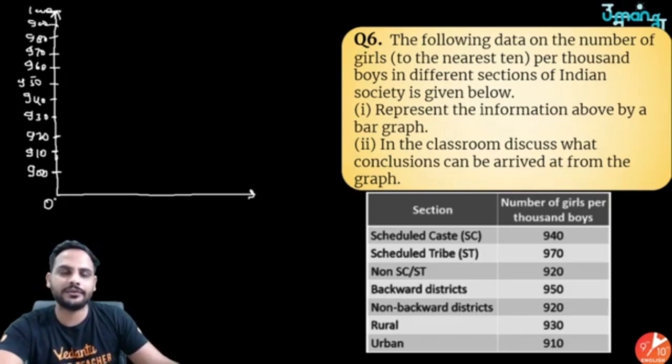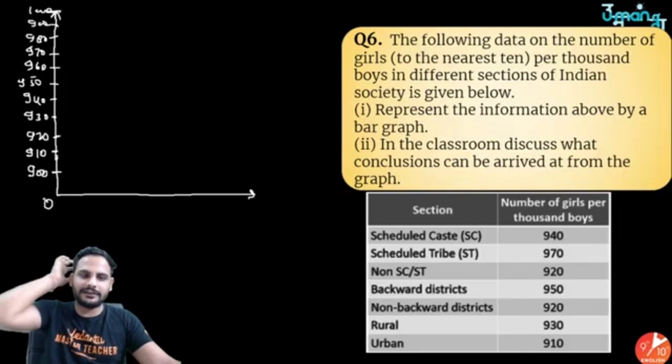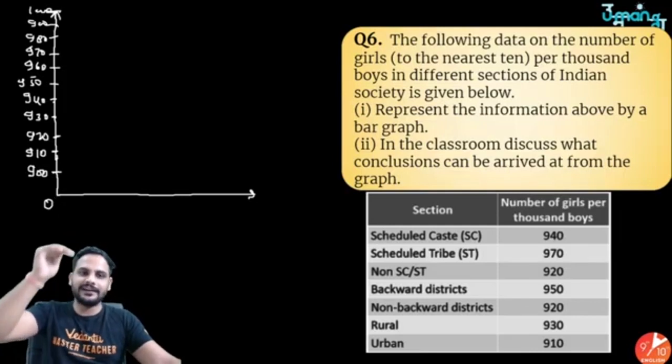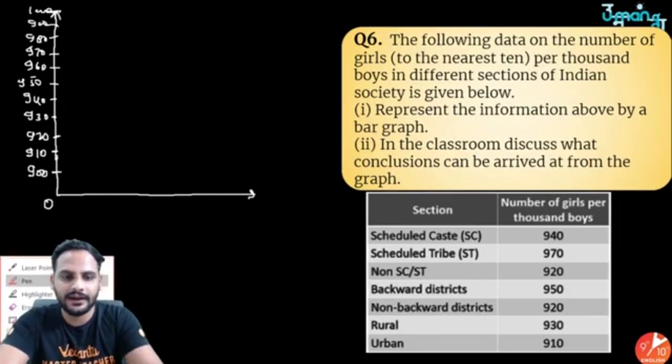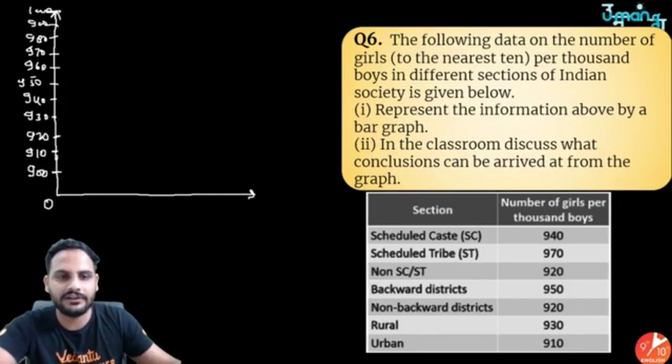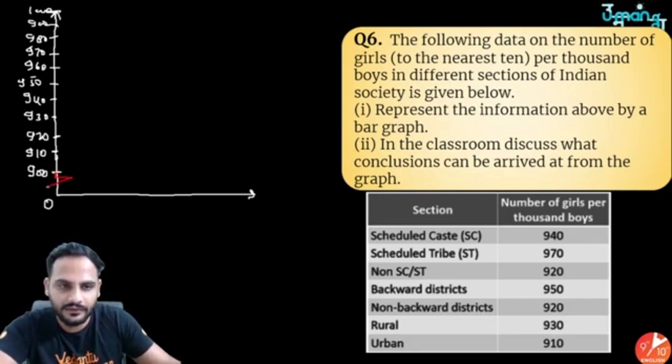If I take it like this, you will see, sir, from 0 to 1, here 1 centimeter is jumping 900, and then it is jumping only 10. So the scale on the y-axis is not correct, right? So for that reason, we will draw one zigzag over here.